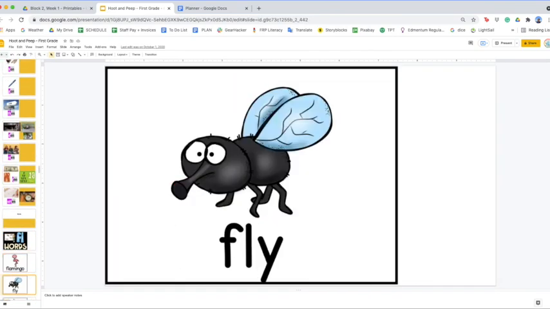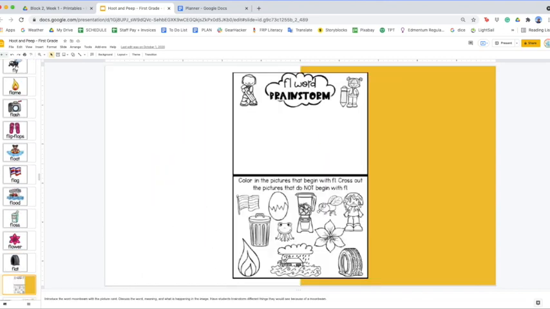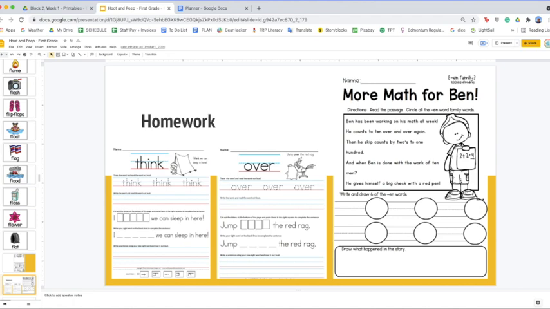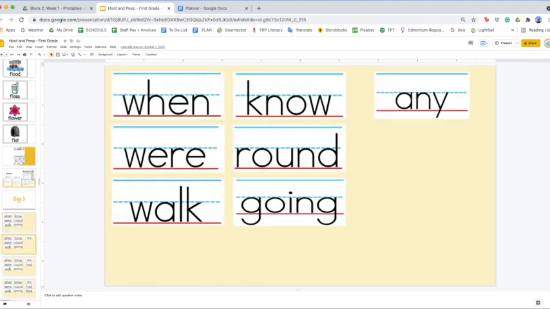Some weeks, or some days, you'll have more work on that. Here, this is like a word brainstorm, and a coloring, or crossing out, and then homework, specifically working with two of the sight words that we're adding, and some of the phonics words. Day 3, very similar. I'm going to go a little bit faster.